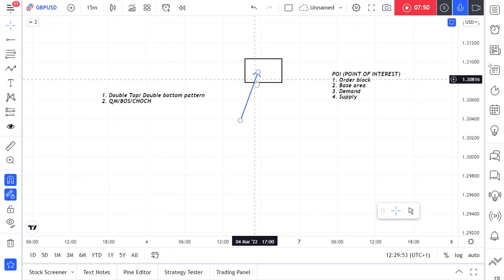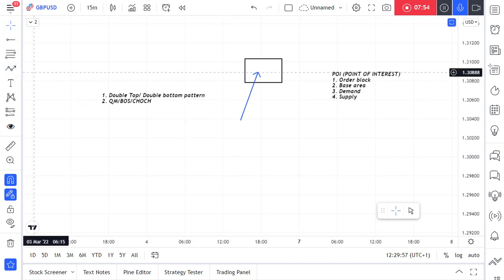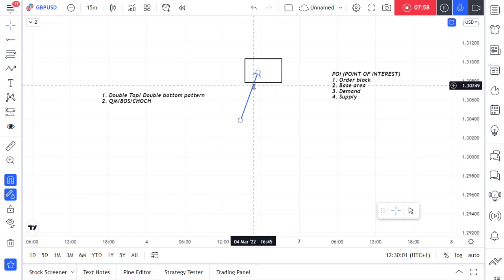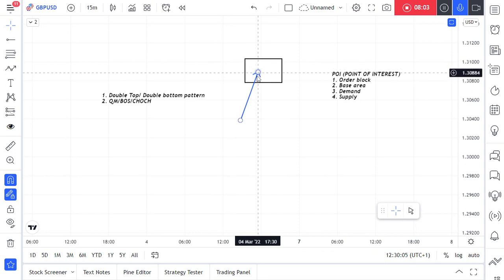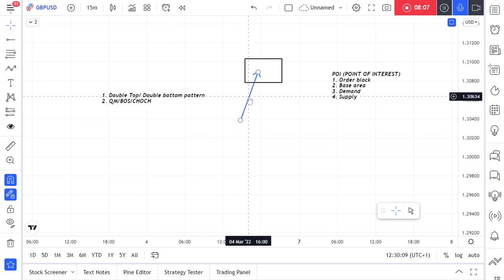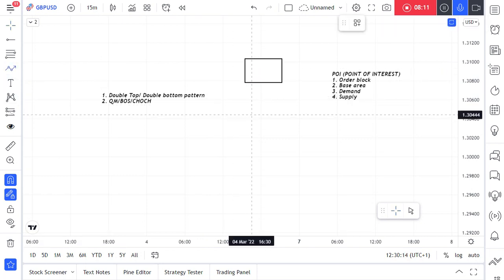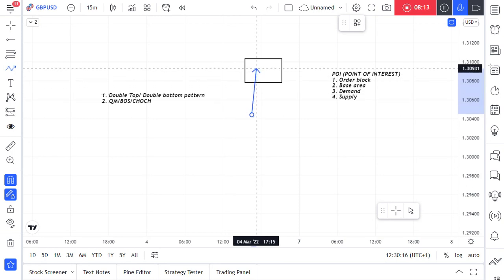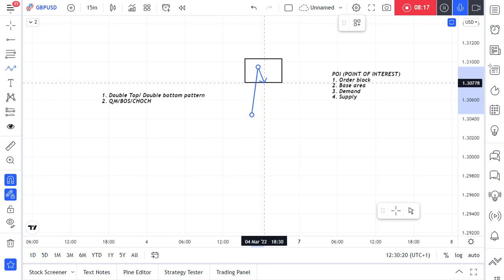On the 1 minute time frame, you see the legs. Let's take it this way. Still on the 15 minute time frame, once price gets into this point of interest, price will start weakening out. Once price gets to the point of interest, price will start weakening out at this point to give us the first leg.